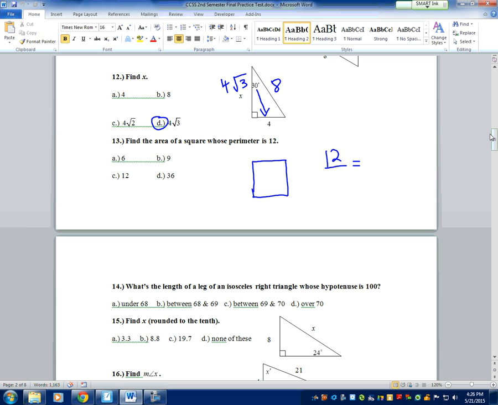Divide by 4 because there's 4 sides, so we get 3. Thank goodness for multiple choice. So 3 by 3 is 9. I'm doing good so far. And you got the 4 just for the 4 sides. Yep. Number 14. What's the length of a leg of an isosceles right triangle whose hypotenuse is 100?